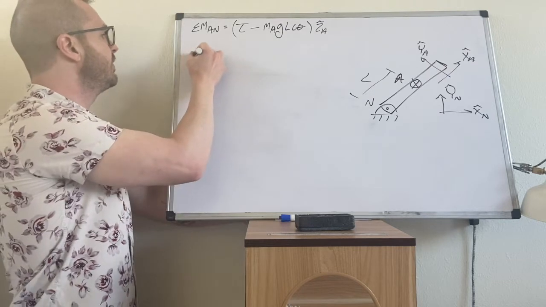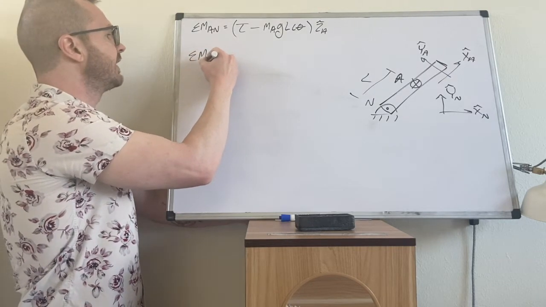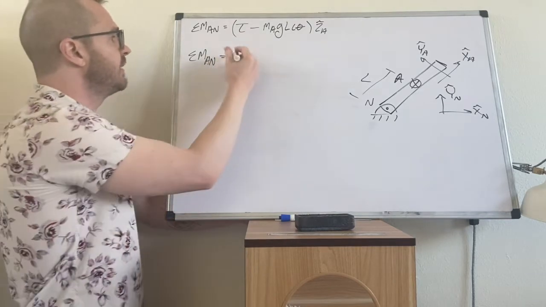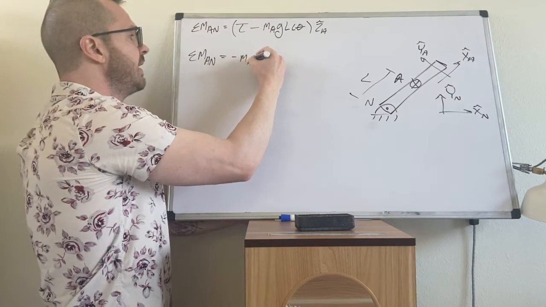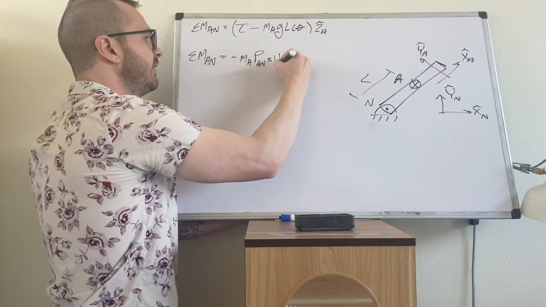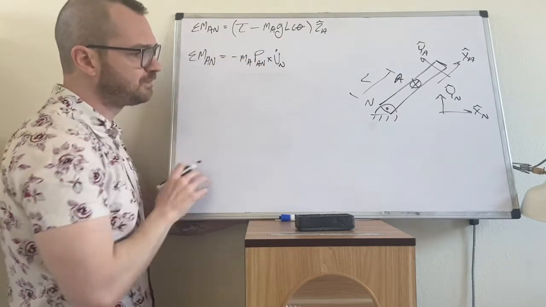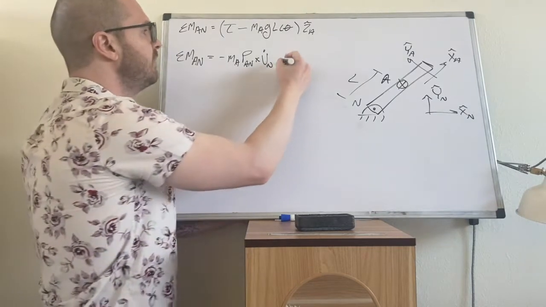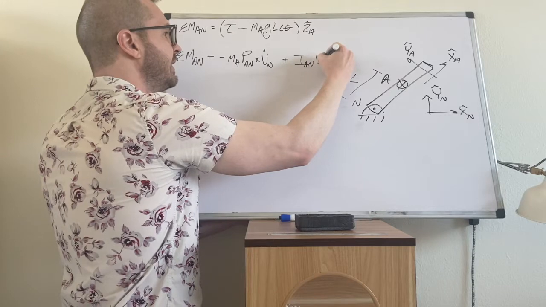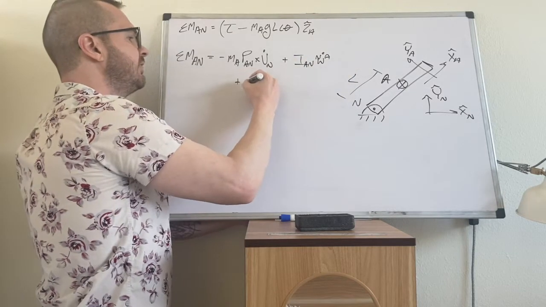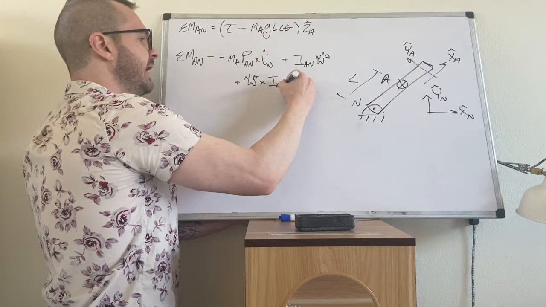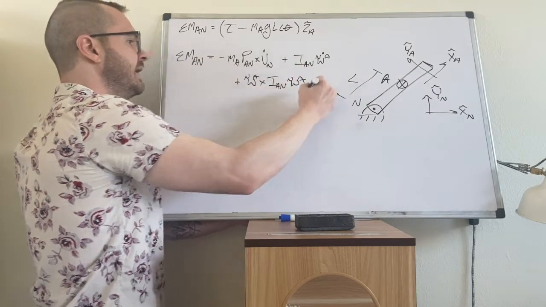We know that Euler's second law, in its final form, is going to be minus MA, the position vector from A to N, cross Vn dot, plus IAN omega NA dot, plus omega NA cross IAN omega NA.